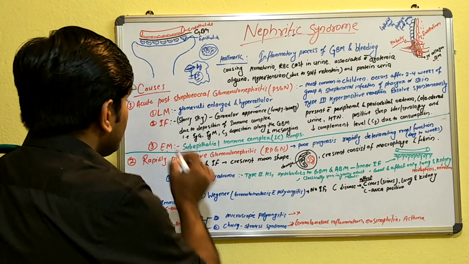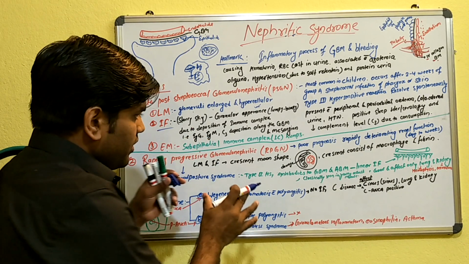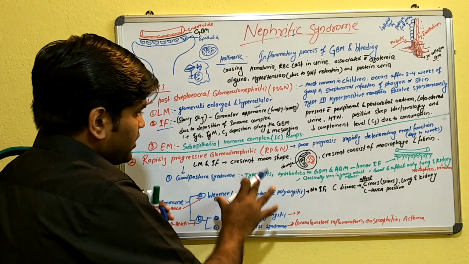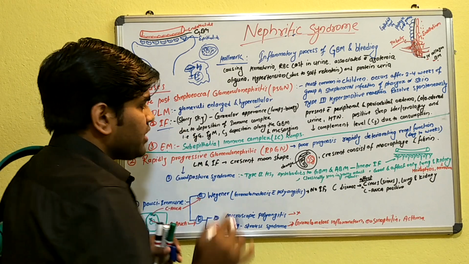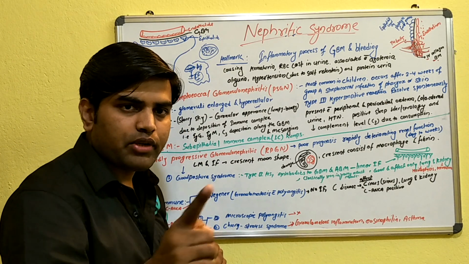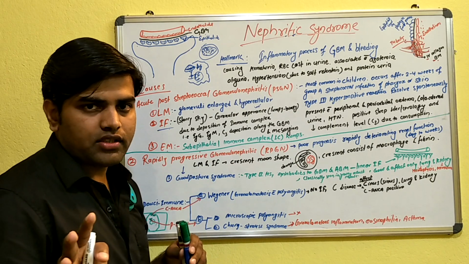Okay, now coming to immunofluorescence, I will discuss it a little more after this, because we need to understand it here. Immunofluorescence will be of three types: one is linear immunofluorescence, one is granular immunofluorescence, and one is no immunofluorescence.